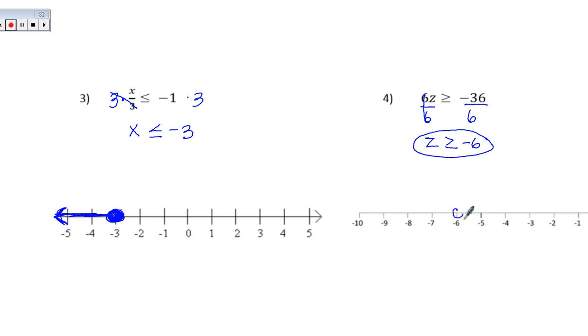Go ahead and graph that, a -6 with a closed circle above it. And z is greater than or equal to that, so something that's greater than or equal to that would be 0. 0 is bigger than -6, so we're going to go ahead and shade all the way to the right there and use our number line to say that that's going to keep going.